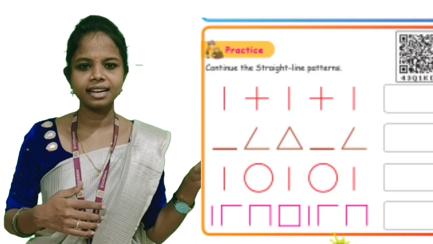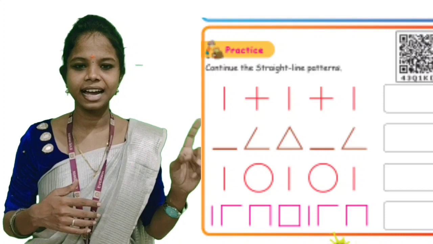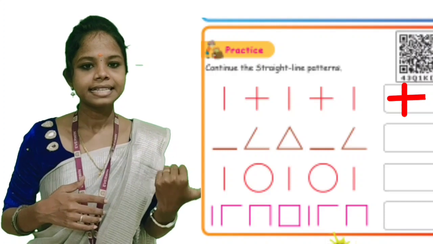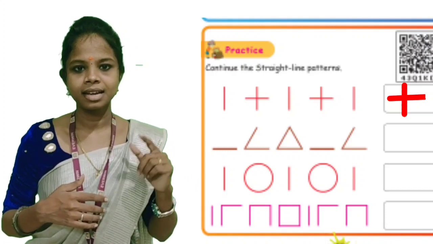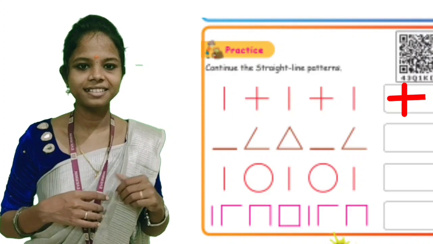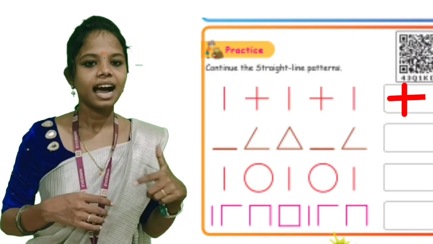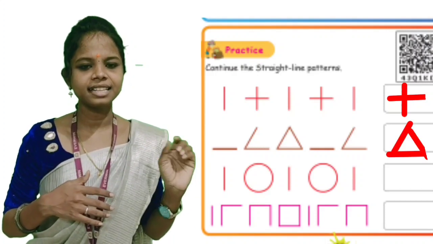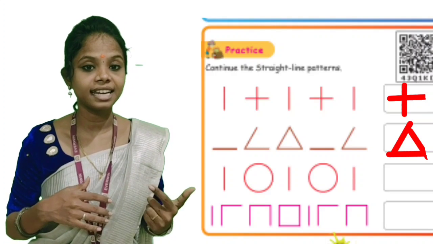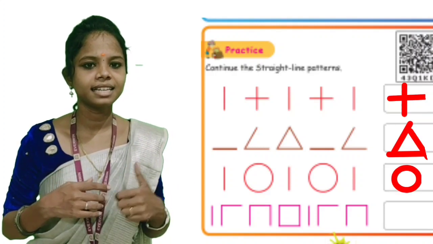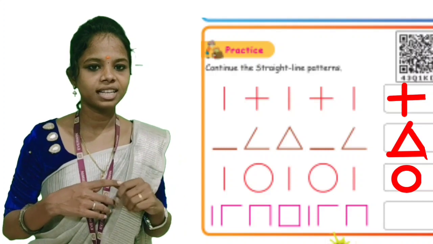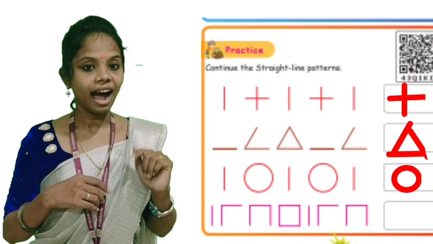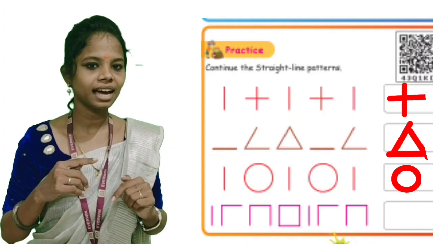First standing line, and then plus, again standing line, plus, standing line, and then what will come? Plus. Yes. Now see: sleeping line, then a greater than symbol, and then a triangle. Again sleeping line, greater than symbol, and triangle. Yes, see next: standing line, circle, standing line, circle, standing line, and then what will come? Circle.